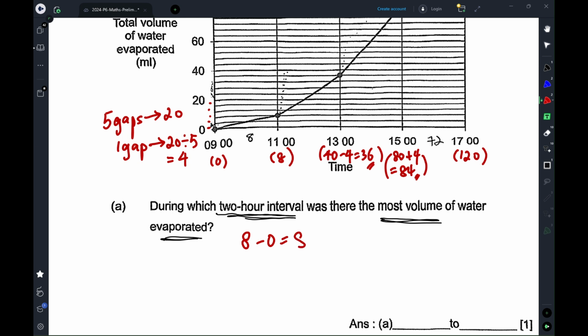So during which 2 hour interval was there the most volume of water evaporated? From 9 to 11, it's 8. From 11 to 13, it's 36 minus 8, which is 28. So 28 ml of water evaporated, and then we go to 15 hours.